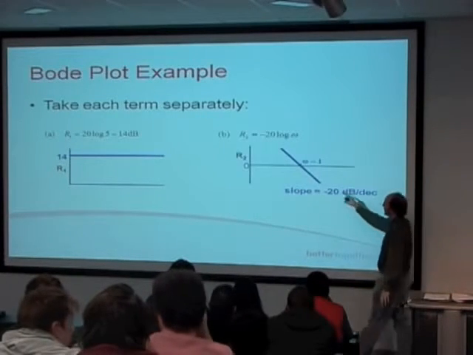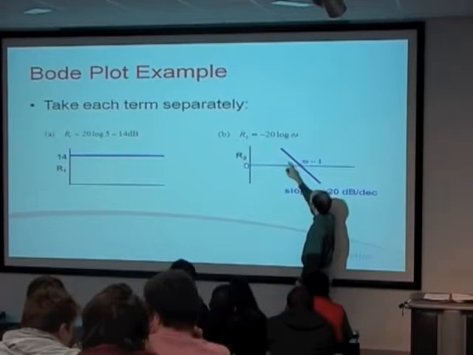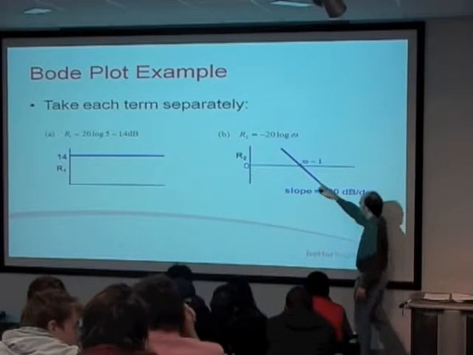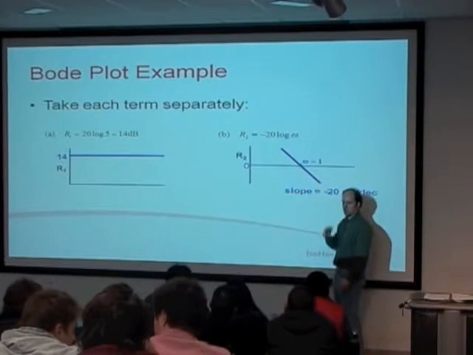The second term we know is minus 20 log omega. Okay, so this is just an integrated term. It's minus 20 dB per decade, and it crosses omega at 1 radians per second.